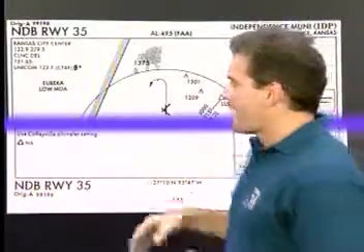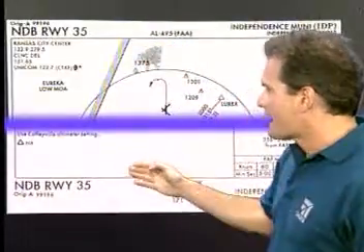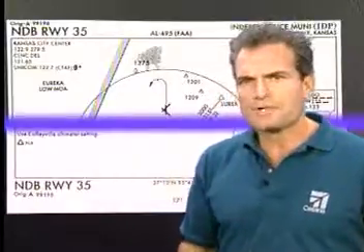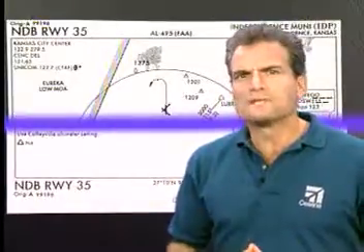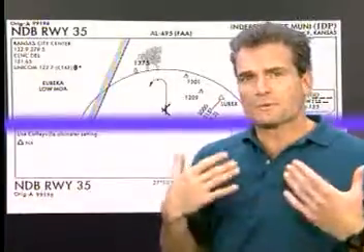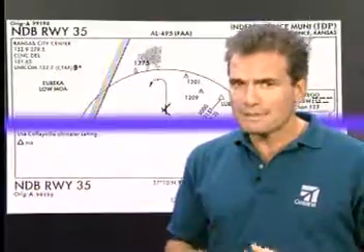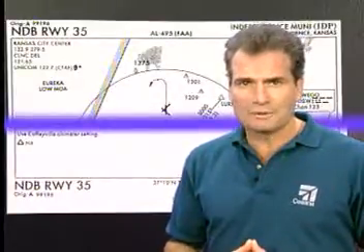Let's start exploring approach plates by looking at the header, the information at the very top, and the footer at the bottom of the plate. When you're flying an instrument approach, one of the very first things you'll want to verify is that you're using the right chart and it's for the right airport. Flying the wrong procedure will probably lead to very unhappy results.